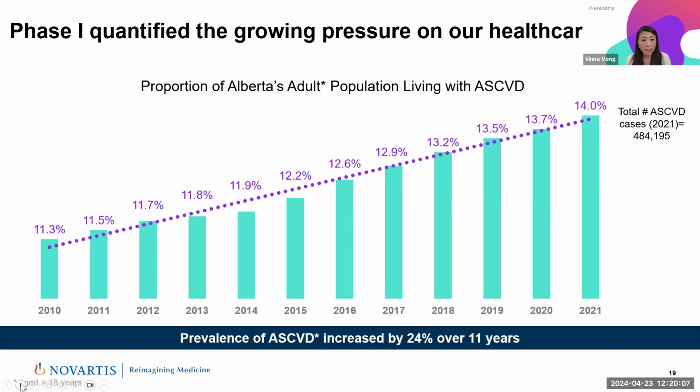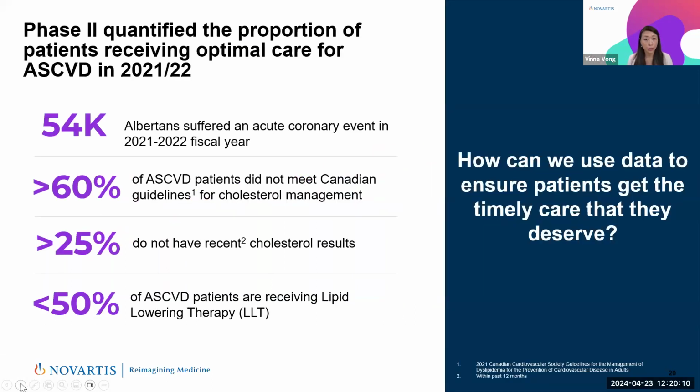The next slide after this shows the results of phase 2, which were also very interesting, and provides information on the state of care for patients in Alberta who are living with ASCVD. So in 2021, 2022, there were about 54,000 Albertans who had suffered and survived an acute coronary event. So that's over 100 patients each and every day. And based on some CIHI data that we have, I think on average, those who have suffered heart attacks are going to spend about 5 days in the hospital following that event. So again, lots of pressure on the system, on the families, and on the patients.